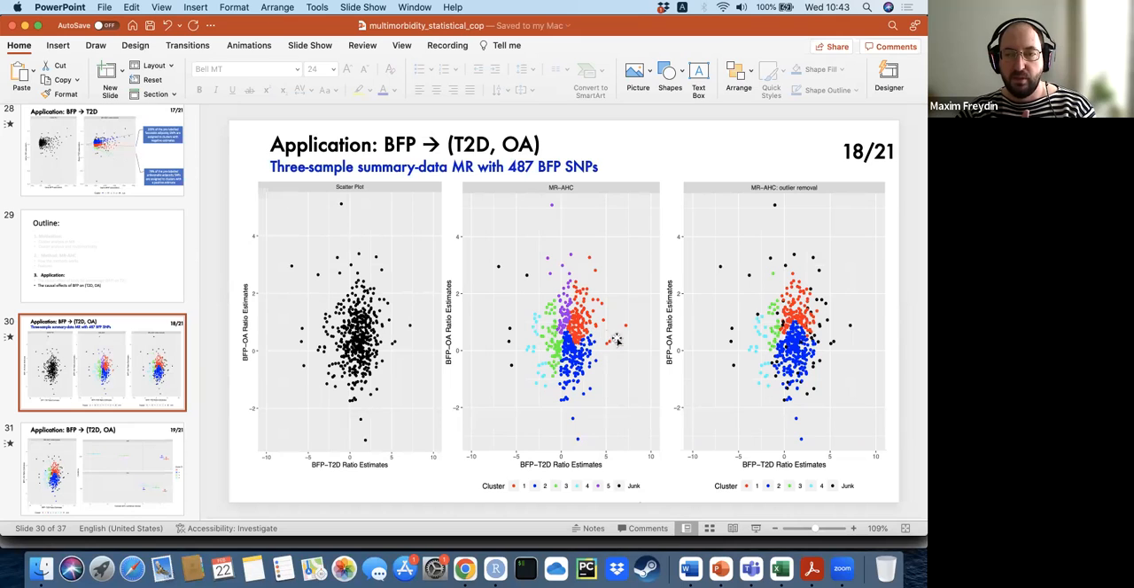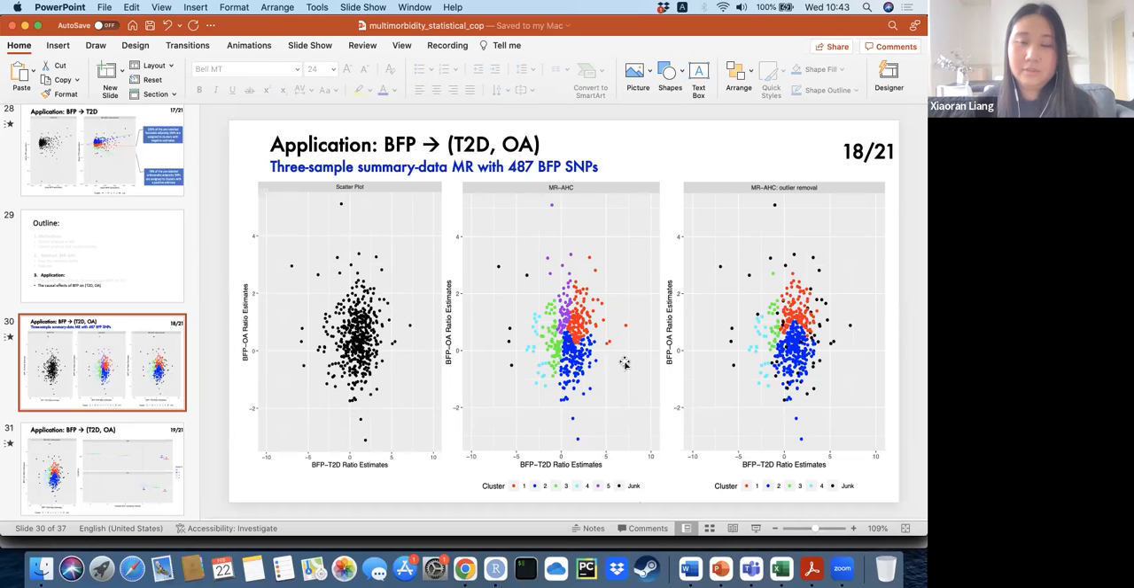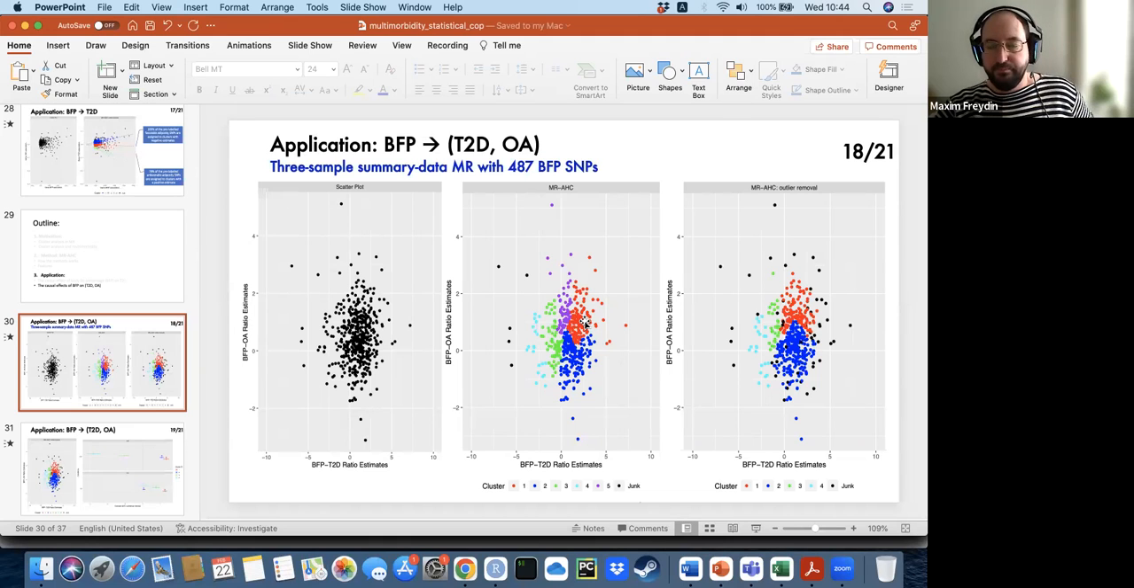But how do you set the threshold? What's the criteria for this threshold? Is it arbitrary, or is it something more specific? The way we measure the heterogeneity within a cluster is using the Q statistic, and we can calculate the individual Q statistic for each one of the SNPs. Okay. And this individual Q.